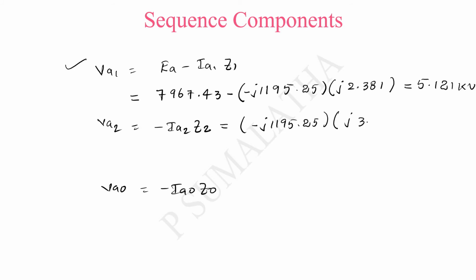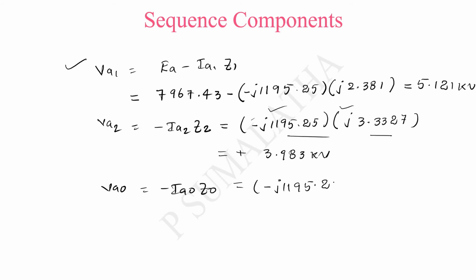Similarly, VA2 is minus IA2 into Z2. All the sequence currents are the same, and the Z2 value is j 3.3327. We know that j times j is j squared, which is minus 1, and minus into minus becomes plus. Directly you can multiply these two values, which will give us 3.983 kilovolt. And the VA0 value is equal to minus j 1195.25 into the x0 value j 0.9522. This will give us 1.138 kilovolt. These are the sequence components of the phase voltages.